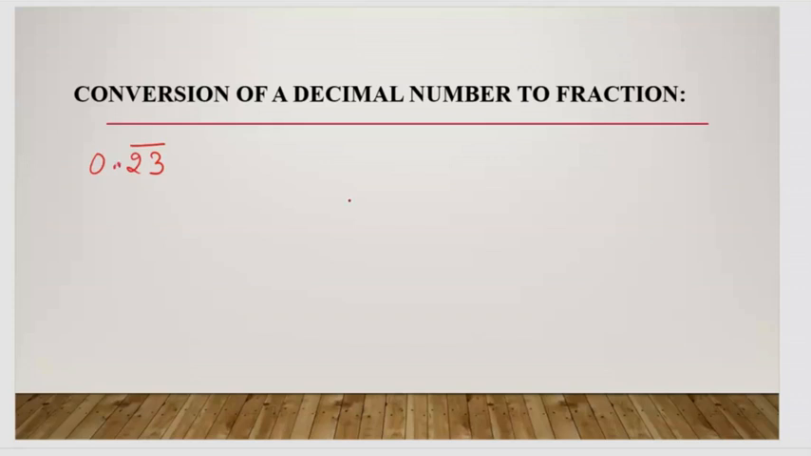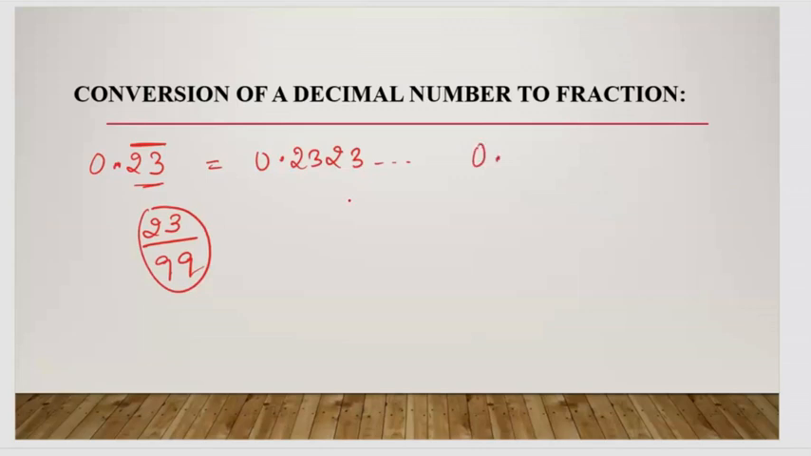Bar means 2 3 is repeating again and again. It is like 0.2323 like this, right? So a very basic thing is there. Write the number as it is, 23, and divide it by, in how many numbers do we have bar here? Two numbers, so 2 times 9 in the denominator, right? So my answer is 23 by 99.